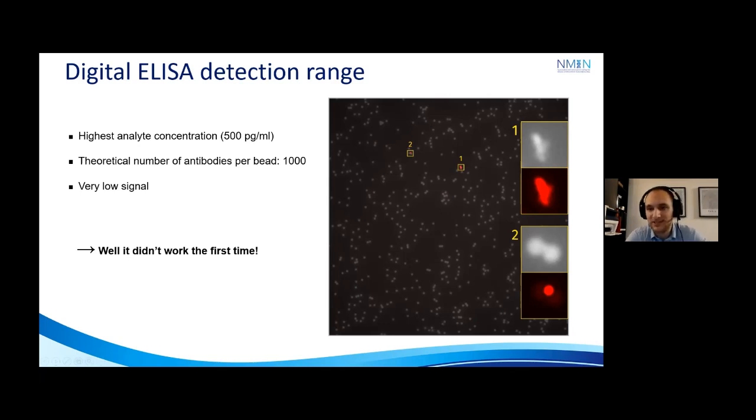However, on the image on the right, the gray channel is the Cyanin-3, so all beads, and the red channel is Cyanin-5, so a positive signal. In one, I'm showing something that has the same intensity. It looks like we have a signal, but the shape of it and the fact that it's as bright in Cyanin-3 and Cyanin-5 tells me it's mostly some dust.